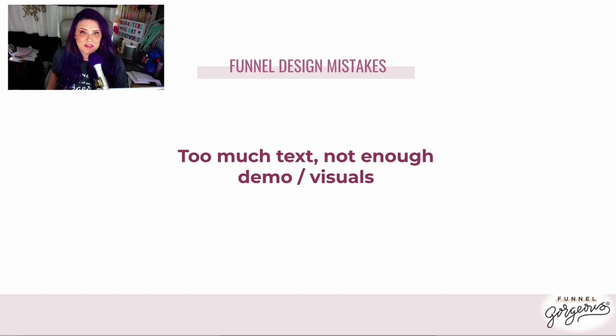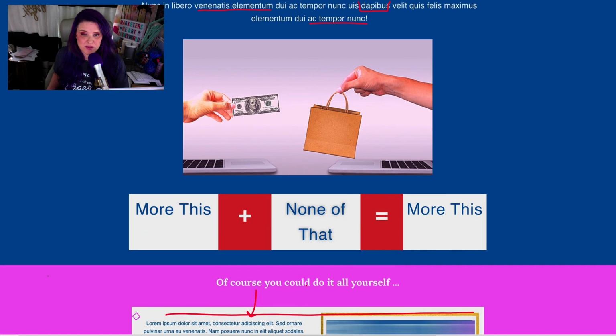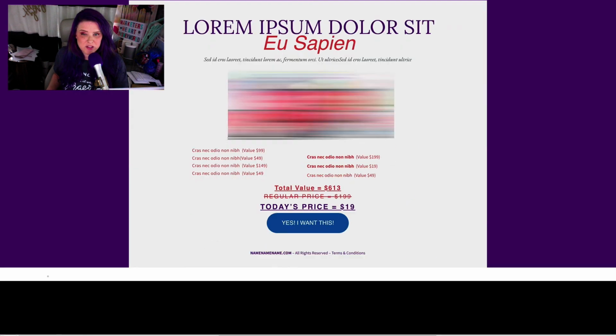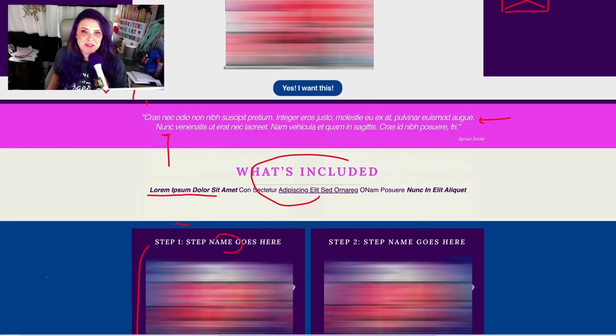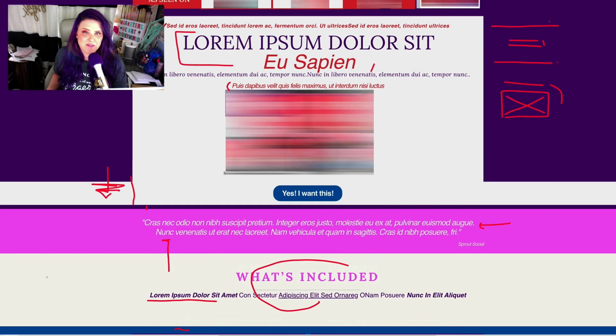And the very last funnel design mistake that I'm going to go over today is too much text, not enough demos and visuals. And so you see there are some images here, and I know you can't tell what they are, so I'll have to kind of explain it. But the big thing is, these images are not very indicative. They don't explain very well. They don't do a demo.